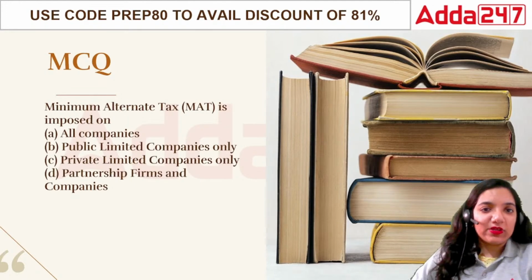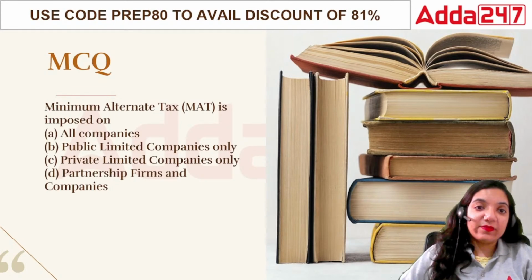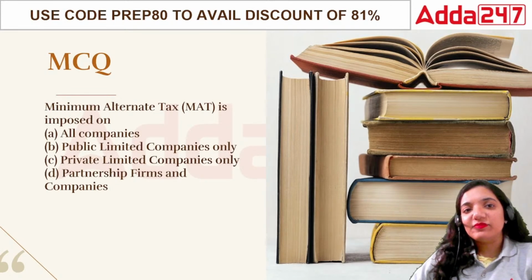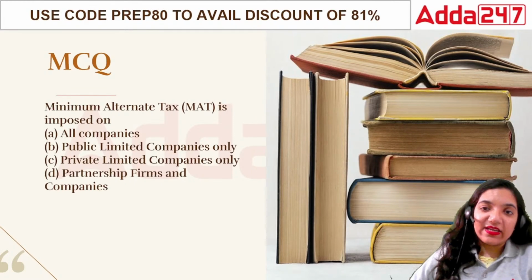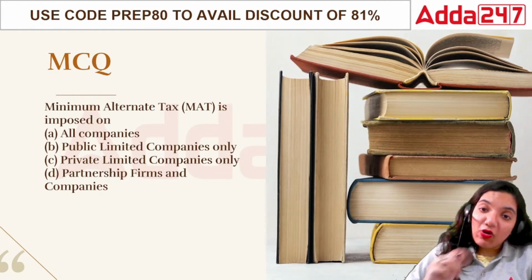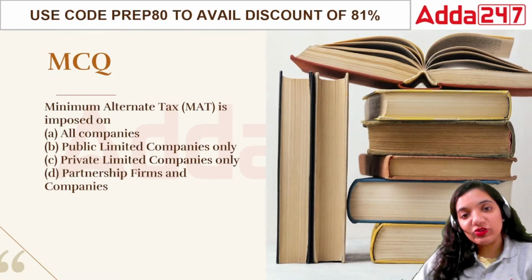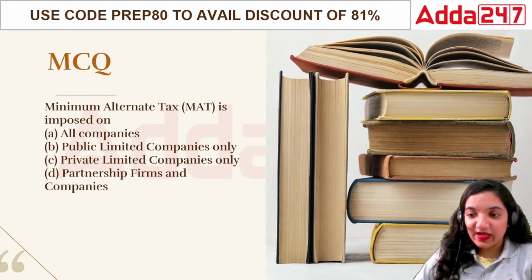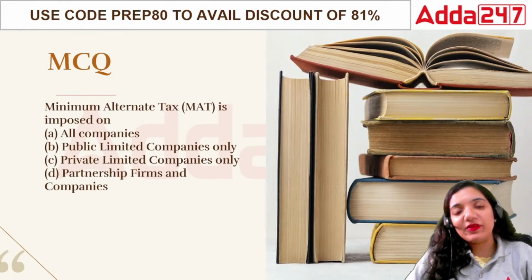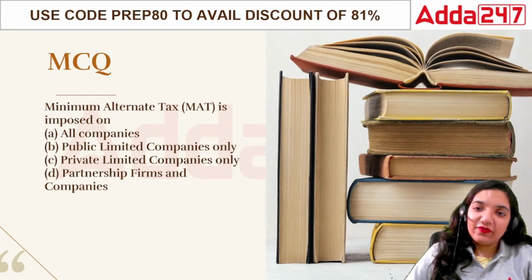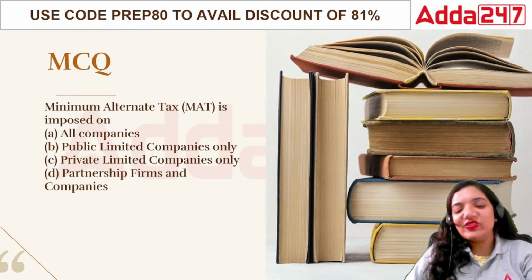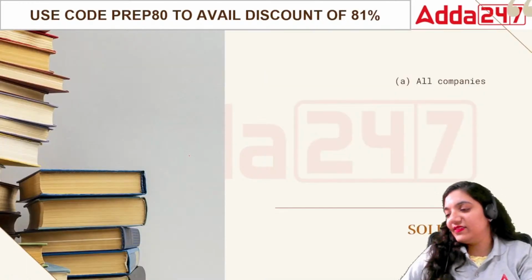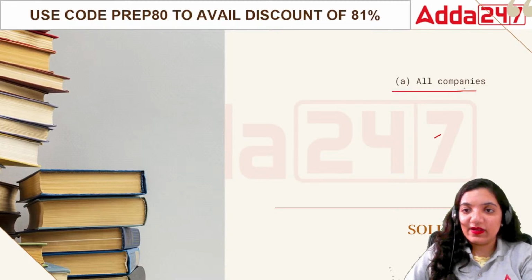MAT is applicable on all the companies, on public limited companies, private limited companies, or partnership firms and companies. When we talk about MAT, that is minimum alternate tax, it is applicable only on companies. There is no specific thing. Alternate minimum tax is applicable only on individuals who are earning more than 20 lakhs. So if you are earning less than 20 lakhs, you'll have to pay only as per the income tax. But MAT is applicable on all the companies under section 115 of the Income Tax Act 1961. So it is applicable on all kinds of companies.